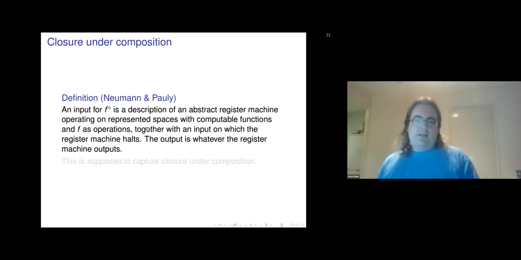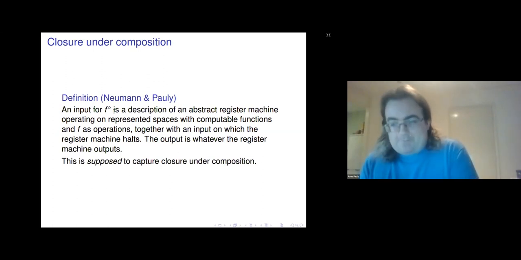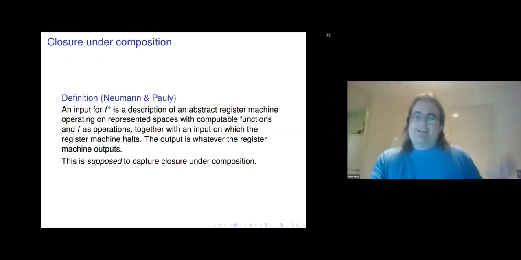One way of doing that would be to define this as a diamond by saying an input for the principle F diamond is a description of some kind of abstract computation, saying a register machine where each register can hold elements from some represented spaces. Then you have the usual register machine program that can use any kind of computable things in one step, and it can also just use F in one step. Combined with that description, we also provide an input on which that computation actually works and terminates and doesn't call F on things that aren't F inputs and so on. F diamond is then supposed to tell us what happens if you run that computation on that input and tell us the answer. That's supposed to capture closure under composition. Now, proving that it does, that's a different story.